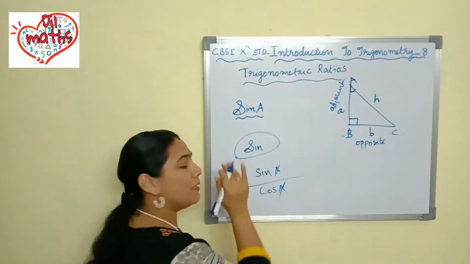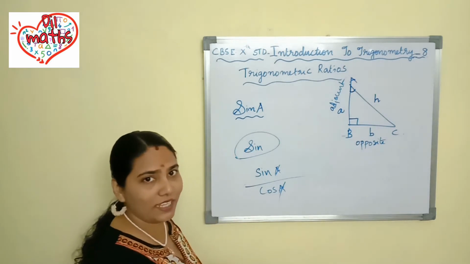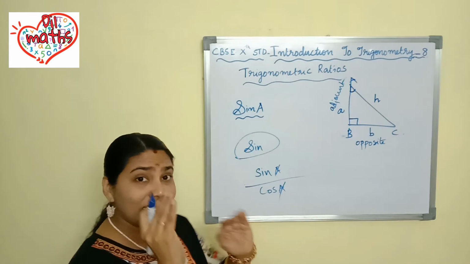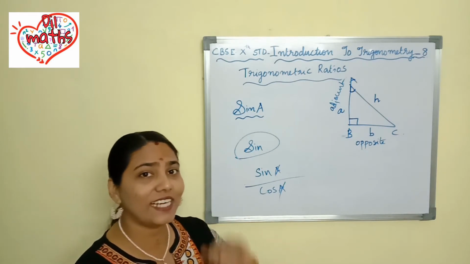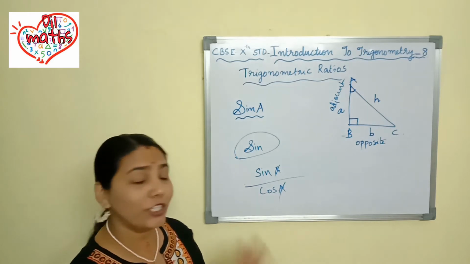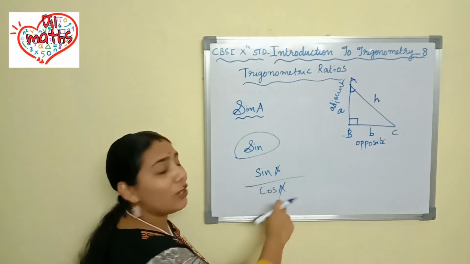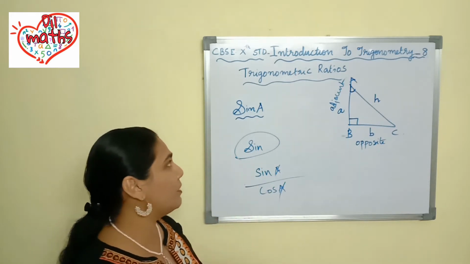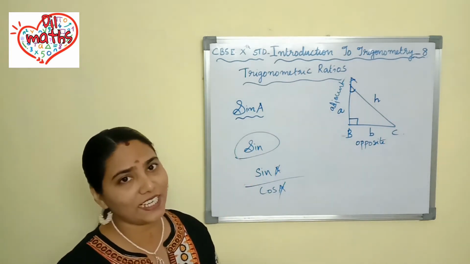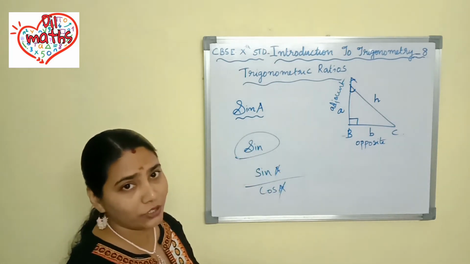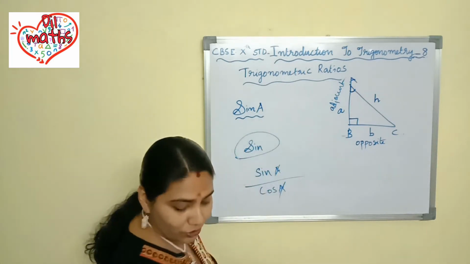We are not multiplying sine with A or cos with A. Actually, this together we call sine A. If sine stands separately and cos stands separately, it is meaningless. So you should not do like that. You should not cancel this A alone. Okay, so that you should keep in mind. So what is sine A? Sine A means, here which angle did you take? A is the angle you took here.